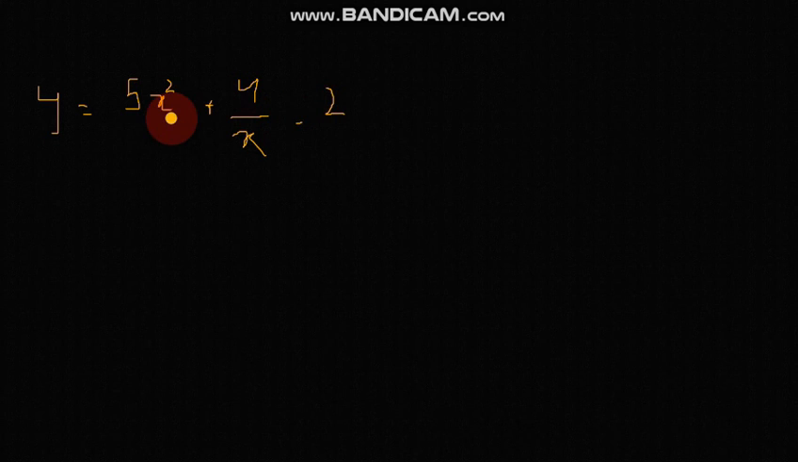Let's see some other equations similar to these, like y is equal to 5x squared plus 4 over x minus 2. Okay, so this is 5x squared plus 4 over x minus 2. Again, apologizing for the writing. Now what you have to do is pause this video, first try to solve it yourself, and then resume the video to see if you have done it correctly.